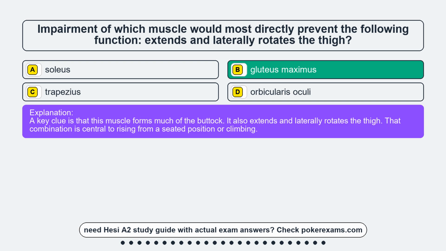A key clue is that this muscle forms much of the buttock. It also extends and laterally rotates the thigh. That combination is central to rising from a seated position or climbing.